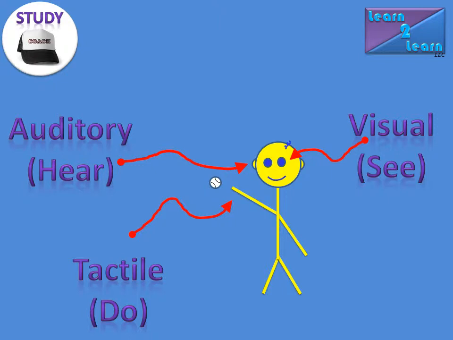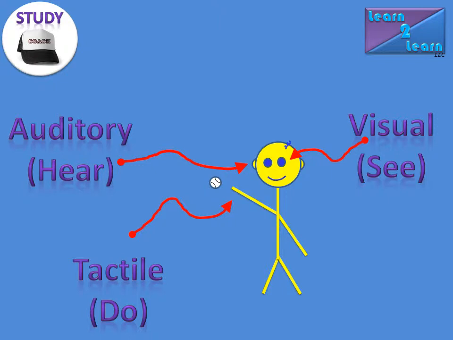In another Study Coach video, we discussed 3 basic learning styles: auditory, visual, and tactile. An example of auditory learning is listening to a teacher. An example of tactile learning is doing something like working math problems. And an example of visual learning is reading a book.